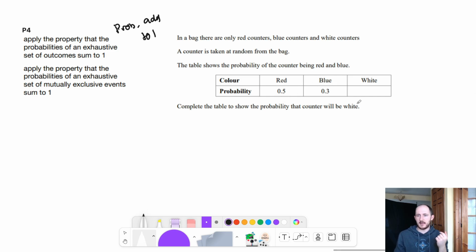So to work out the probability of getting white, all I'd do is do 1 minus 0.5 and 0.3, which is 0.2. The other way to do that, by the way, is to add 0.5 and 0.3 together and then subtract that from 1. So 1 minus 0.8. Cool.